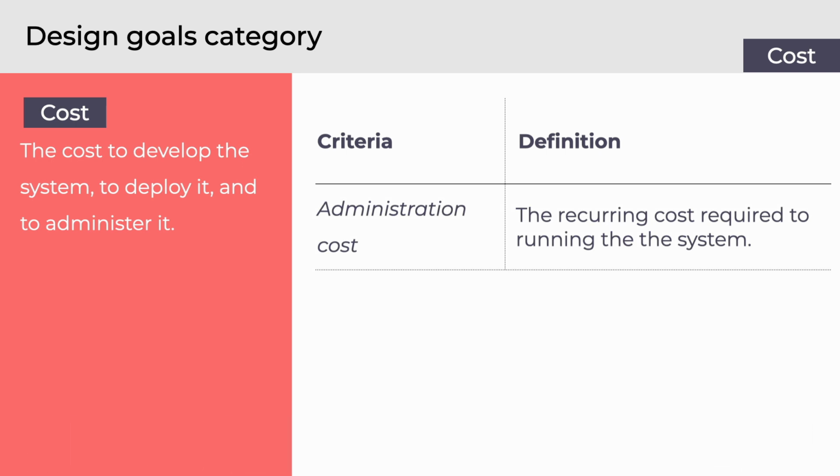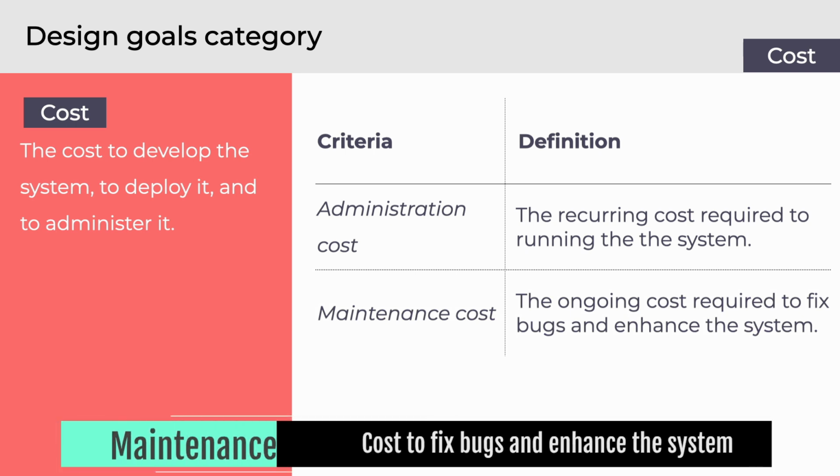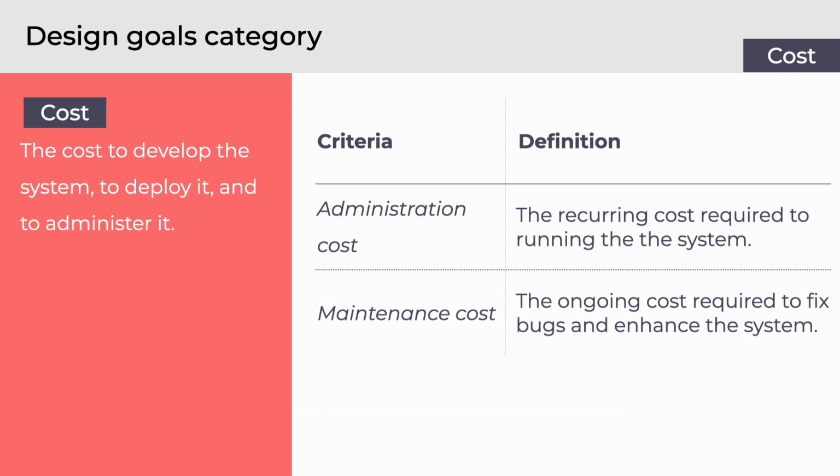The next cost is the maintenance cost. Maintenance cost is the ongoing cost that's required to fix bugs and enhance the system. We have to spend time and resources in order to find and fix the defects and eventually roll out patches in order to fix them. So we work on building and releasing new functionality based on the new requirements that we receive from stakeholders to keep our product and service relevant in the market.